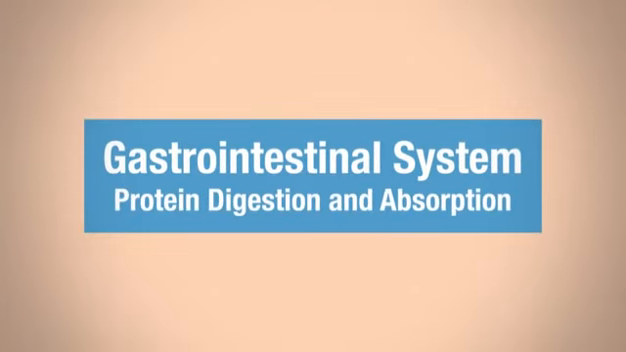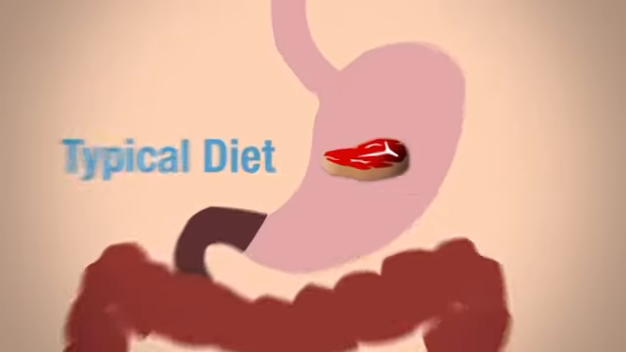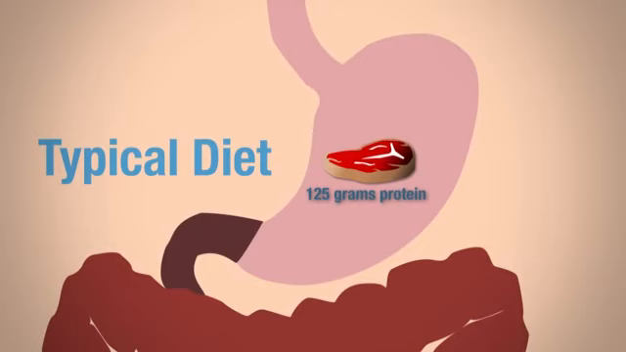In this video lecture on the gastrointestinal system, we are going to focus on protein digestion and absorption. So in a typical diet, we consume about 125 grams per day of protein. And these aren't values for you to memorize. They're in case you're curious how much we actually ingest in a typical diet.